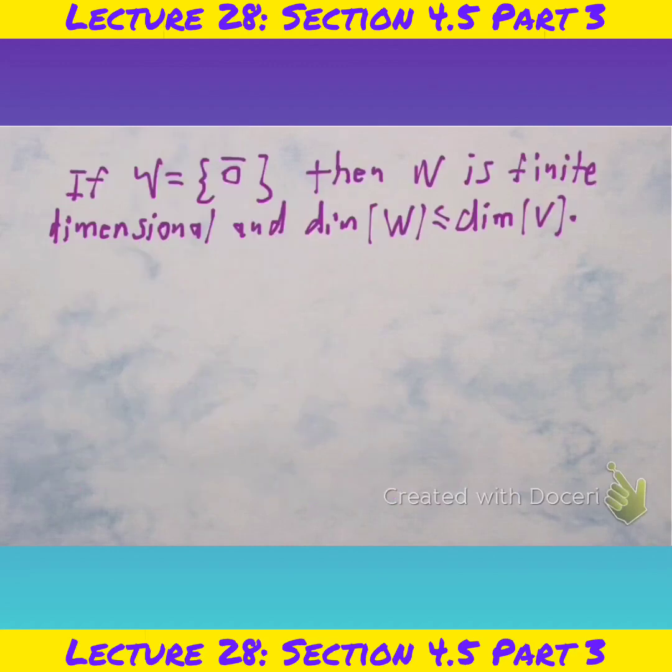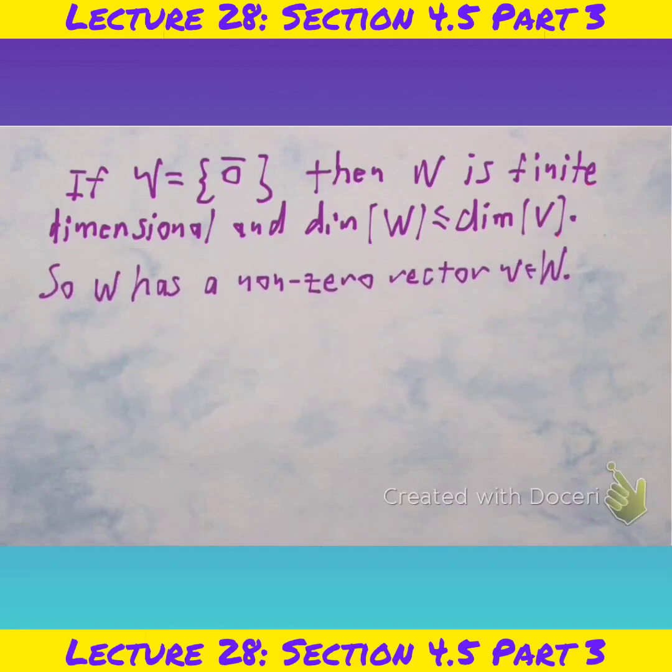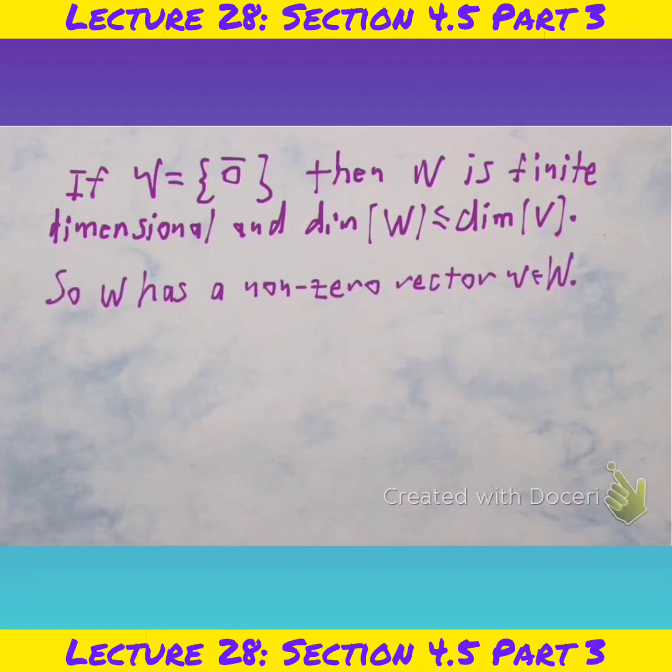Alright, so now if W is only the zero vector, then we know by definition the dimension of W is 0, and therefore W has finite dimension. So W is finite dimensional, and obviously the dimension of W is less than or equal to the dimension of V. So we may assume that W is not only the zero vector, so W has a non-zero vector. Let's call that vector w, okay?